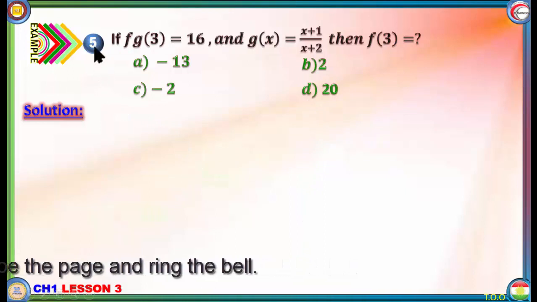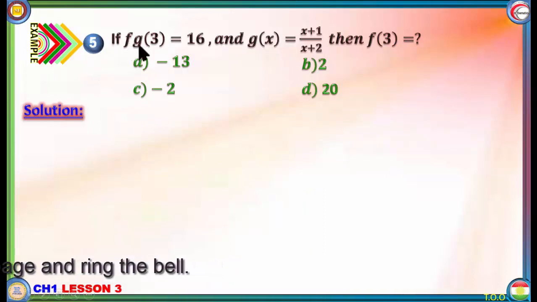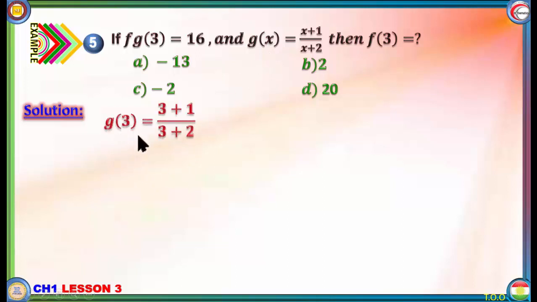Example number 5. If (fg)(3) is equal to 16 and g(x) is equal to (x plus 1) over (x plus 2), then find f(3). To find (fg)(3), we must have g(3) and f(3). We can find g(3) by replacing 3 in g. Therefore, g of 3 is equal to (3 plus 1) over (3 plus 2). It becomes 4 over 5.